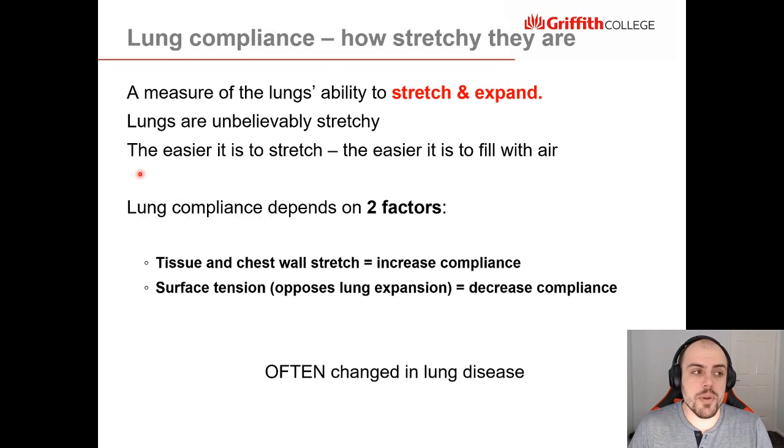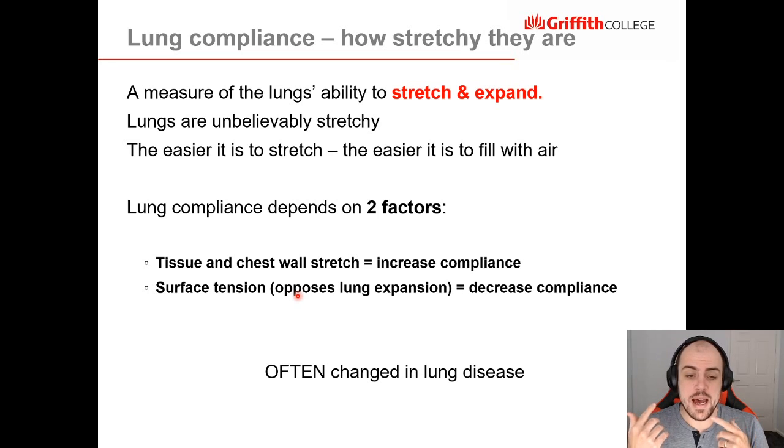So, lung compliance, or the ability for our lungs to properly stretch and recoil for movement of air, relies on two primary factors. The first one: tissue and cell wall stretch. This again kind of makes sense. If we want our lungs to expand and to get air in, they need to stretch. If we don't have our lung tissue able to stretch and expand, it's going to make it very hard to get some air in there.